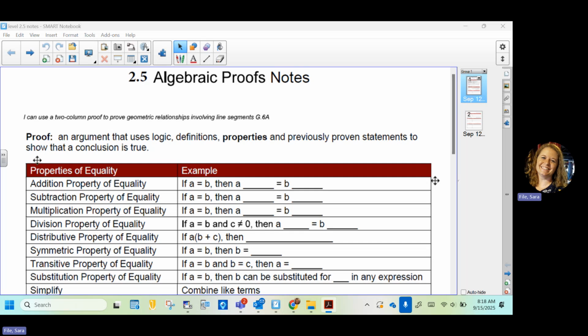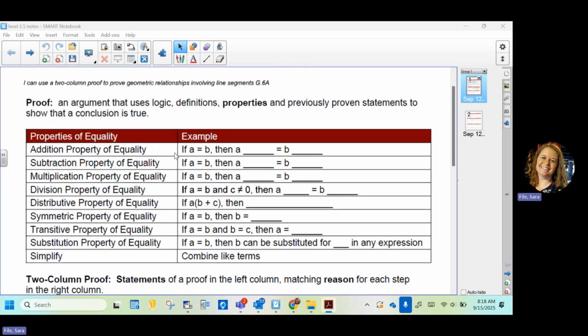So a proof is just an argument that uses logic, definitions, properties, and previously proven statements to show that a conclusion is true. Some of the properties that you're going to use, mostly with your algebraic proofs, are listed here: the properties of addition, subtraction, multiplication, and division. You know those. Maybe you didn't remember that they're called addition property of equality, subtraction property of equality, etc. Maybe you forgot the name of the property, but you know what they mean.